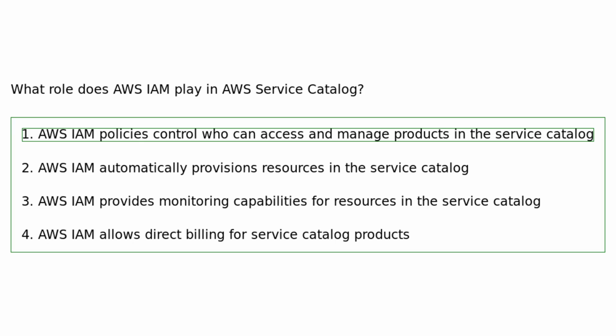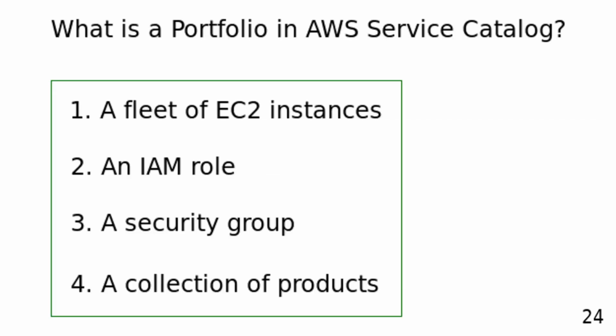AWS Identity and Access Management policies are used to control who can access and manage products within the AWS Service Catalog, ensuring proper security and access control. What is a portfolio in AWS Service Catalog?